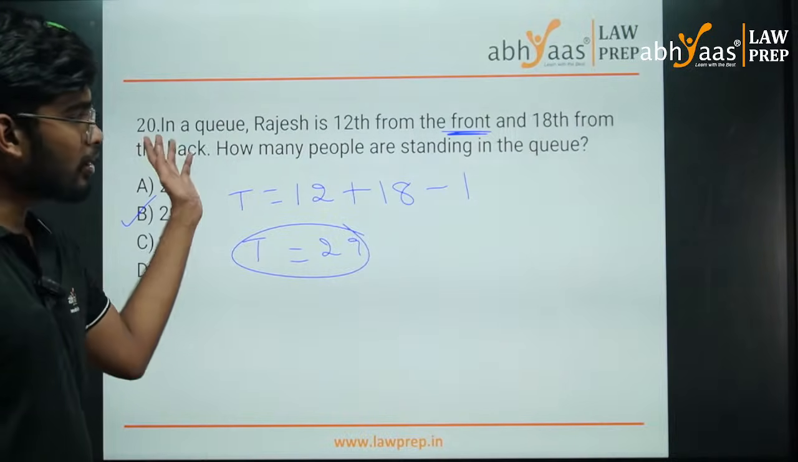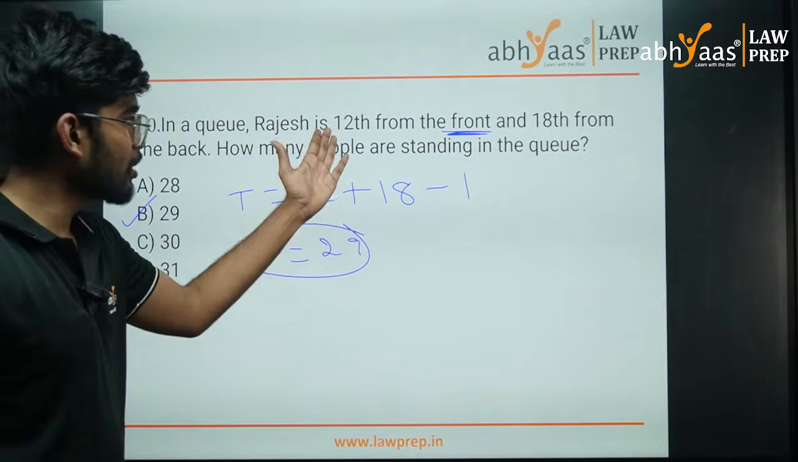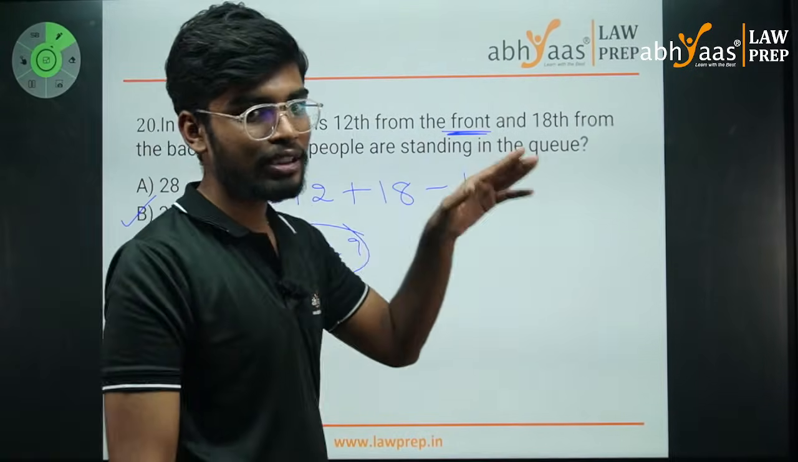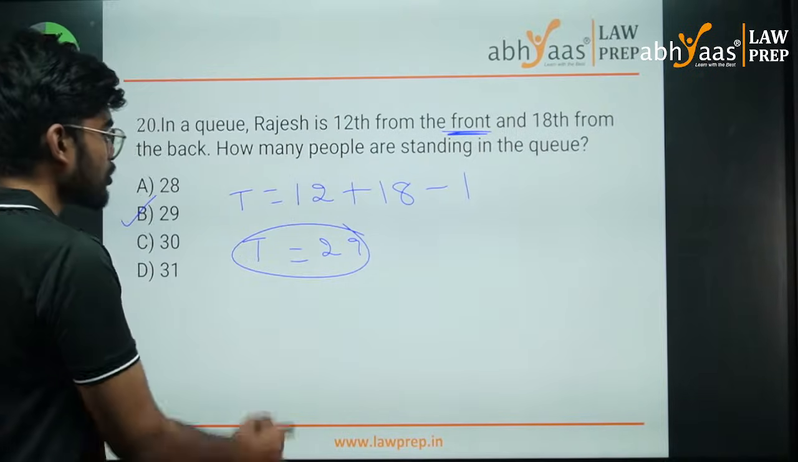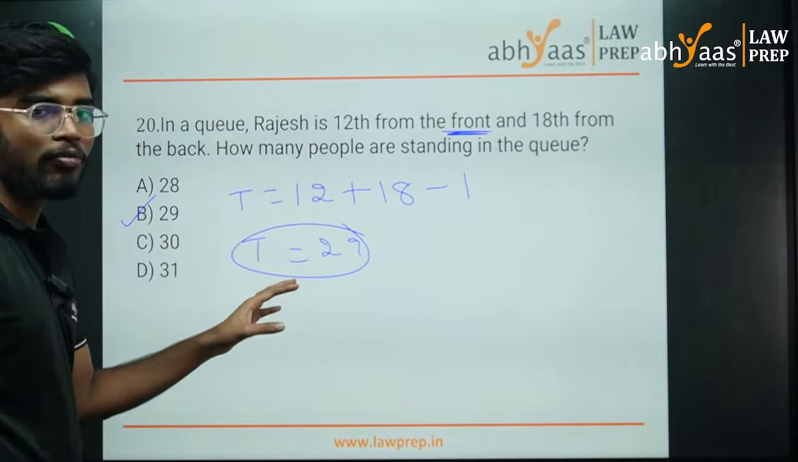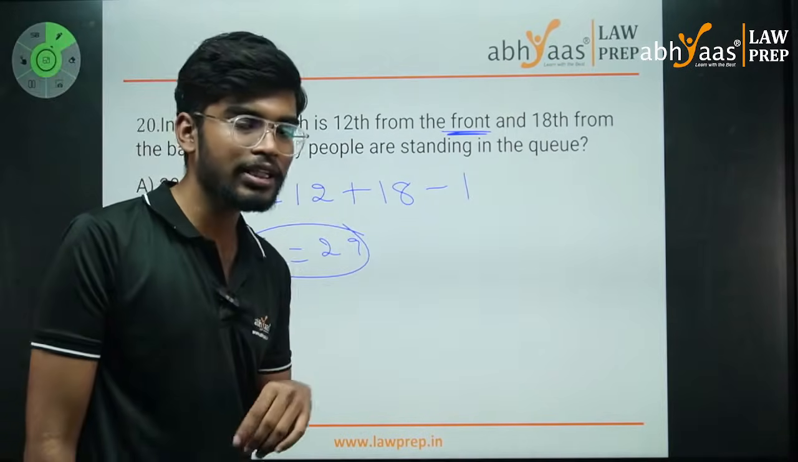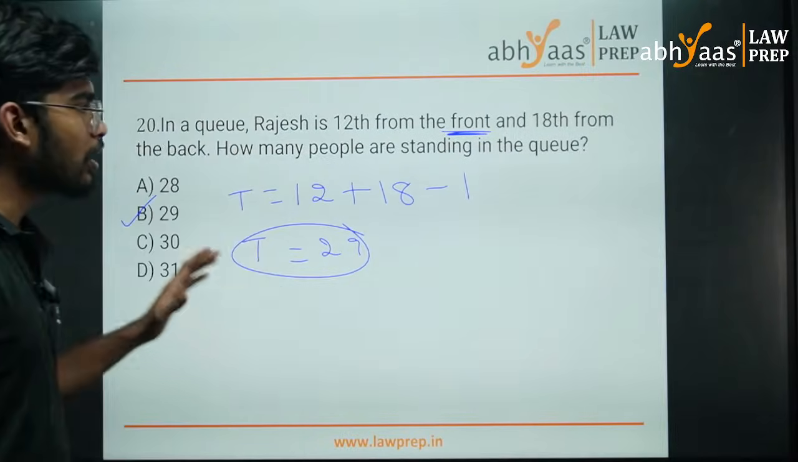If you are familiar with this, you can simply say 12 plus 18, 30 minus 1, 29 as the answer, which can be answered in under 10 seconds. Or else, no issues. If you substitute this slowly in the formula, it will not take more than 30 to 40 seconds. So I hope this is clear.